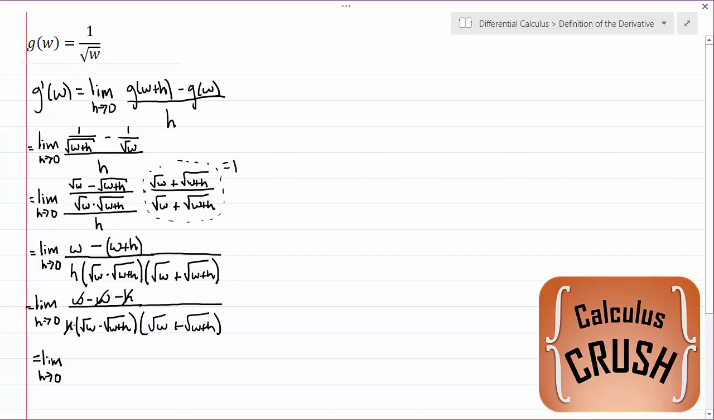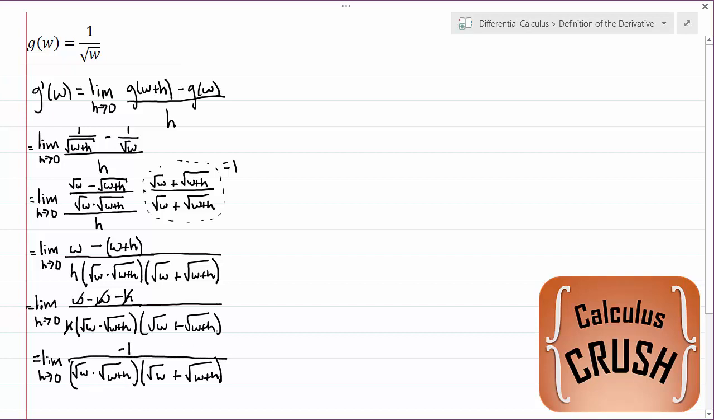That h over h, if we try and take the limit as h goes to 0, is going to give us 0 over 0, which is undefined. But once we cancel out that h over h, now we can actually take the limit as h goes to 0 and get an answer, which would be the derivative. We've canceled out the h's on the top, so I'm going to write the bottom first because it's a bit longer. We got square root of w times the square root of w plus h times the square root of w plus the square root of w plus h. And on top is just a minus 1 because we've canceled out that h.